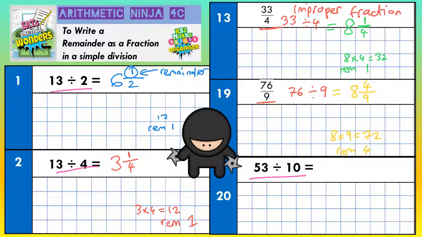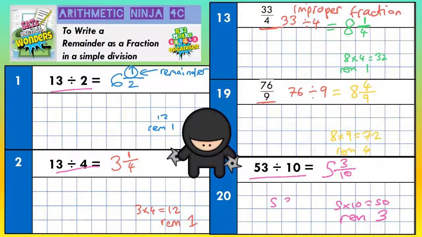The final question, 53 divided by 10. Well, if we do exactly the same as what we've done before, how many 10's can we squeeze into 53? Well, we can squeeze 5 10's in there if you know your 10 times table. But 5 times 10 is only 50, which leaves a remainder of 3. So it's 5 remainder 3. And because we're dividing by 10, that 3 is also divided by 10, giving you an answer of 5 3 tenths.